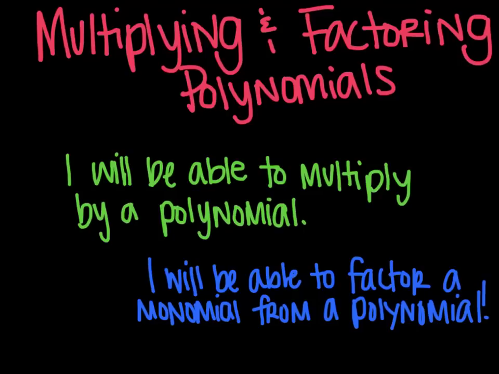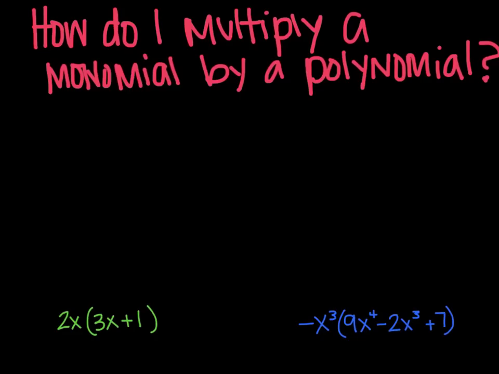You have two I can statements. The first is that you will be able to multiply a monomial by a polynomial, and then you will be able to factor a monomial from a polynomial. The first question is, how do I multiply a monomial by a polynomial? And we have the first example here for you.